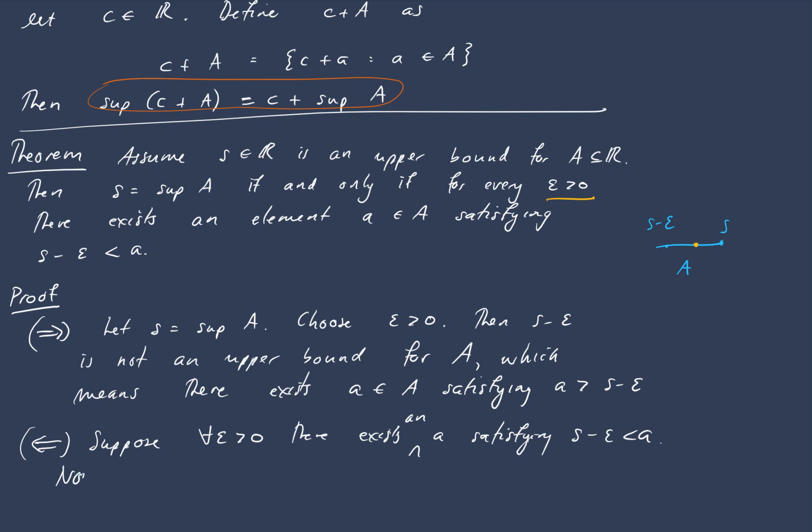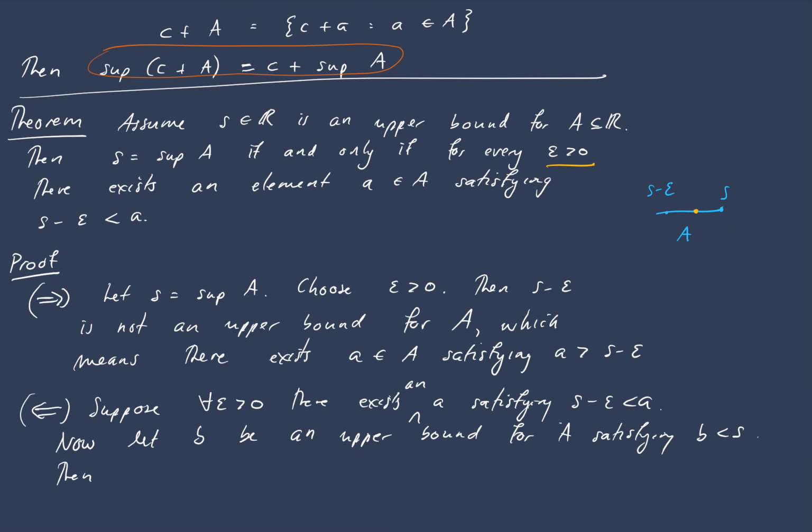Okay, now we'll let B be an upper bound for A, sorry, satisfying B is less than S. Okay, now we're trying to show that S is the supremum, so we're attacking this by contradiction. We're assuming that there is a smaller upper bound, and we're going to derive a problem here.